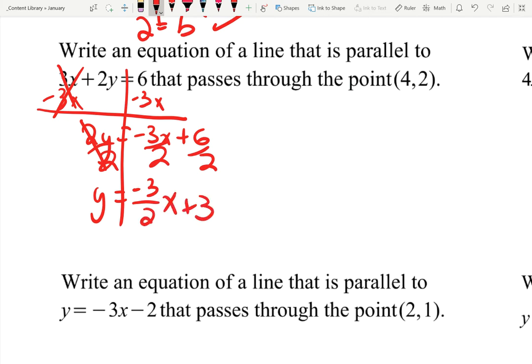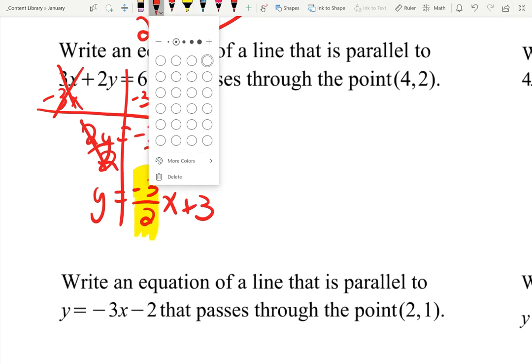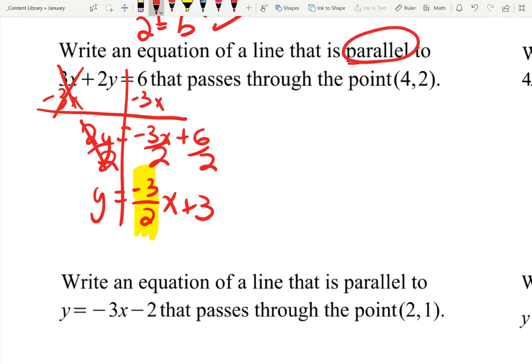Now that it's in slope-intercept form, I can see what my slope is. My slope is the -3/2. Since we're trying to make an equation of a line that's parallel, and parallel will have the same slope, my equation will have the exact same slope, which will be -3/2.